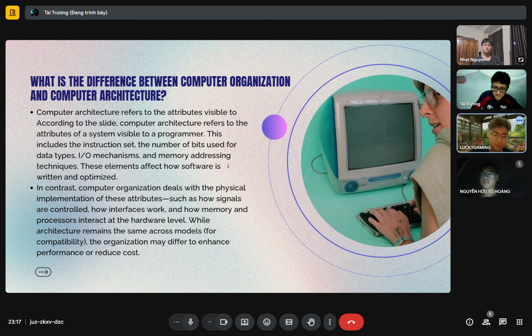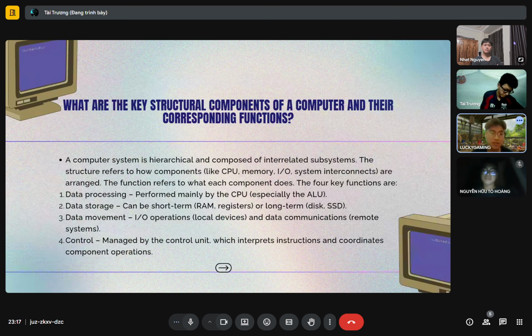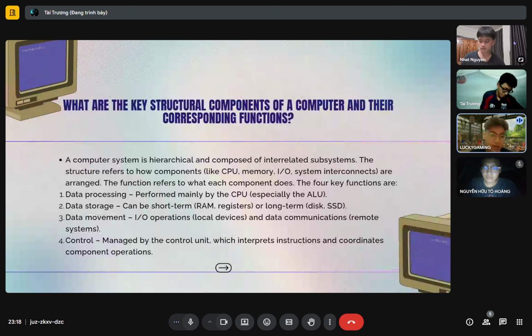And next, what are the key structural components of a computer and their corresponding functions? A computer system is hierarchical and composed of integrated subsystems. The structure refers to how components like the CPU, memory, I/O, and system interconnects are arranged. The functions refer to what a computer component does.